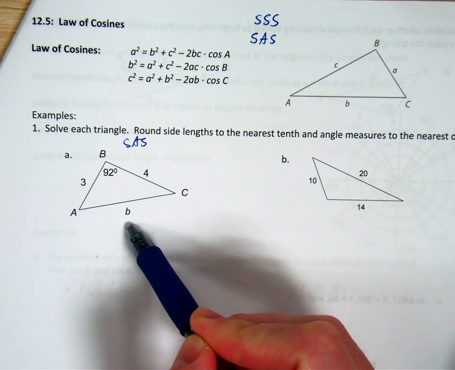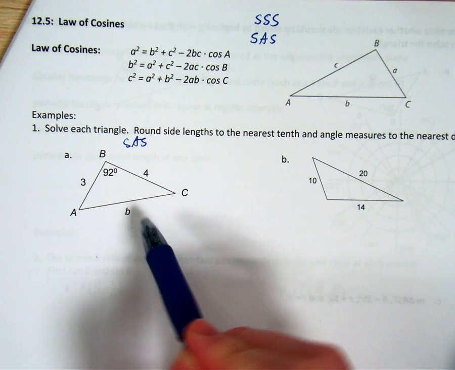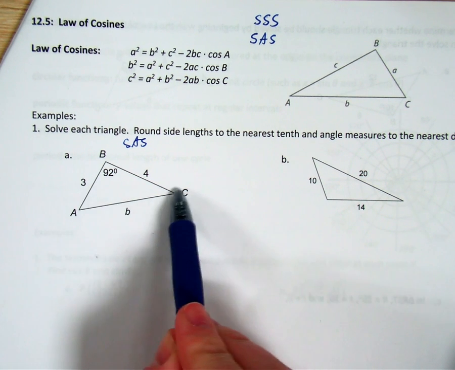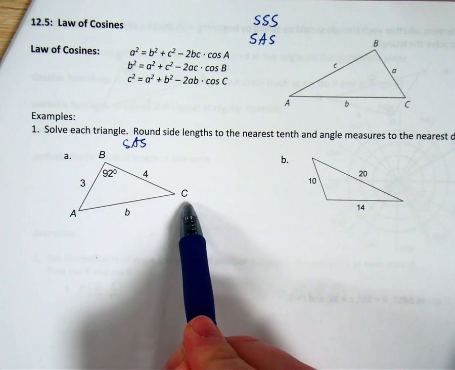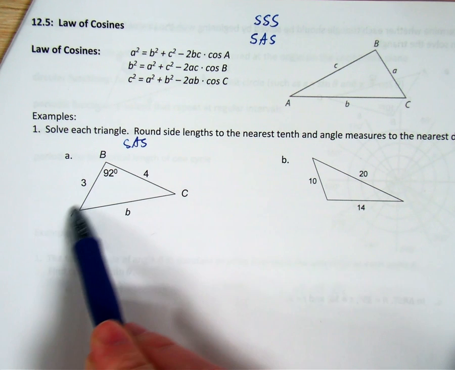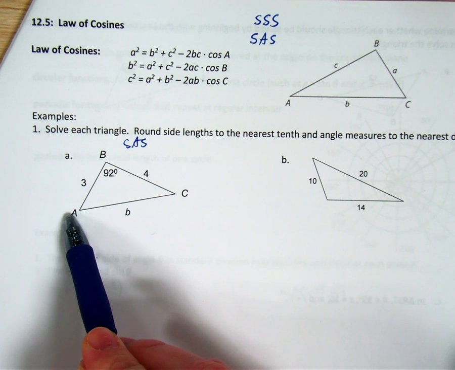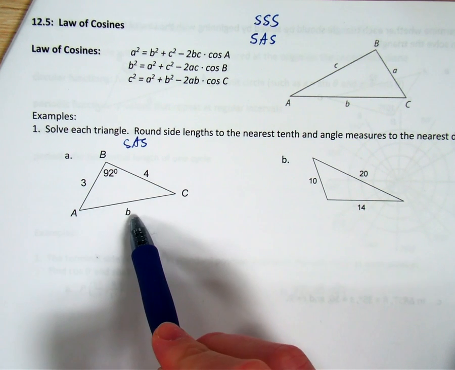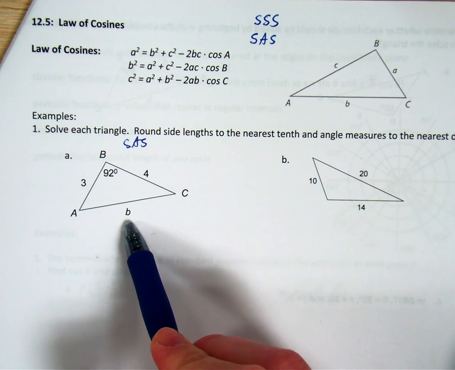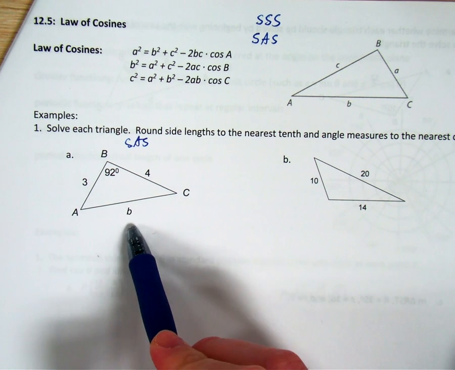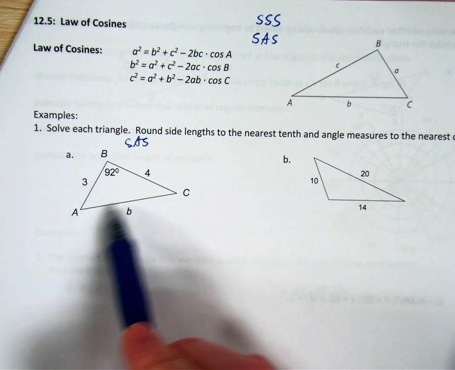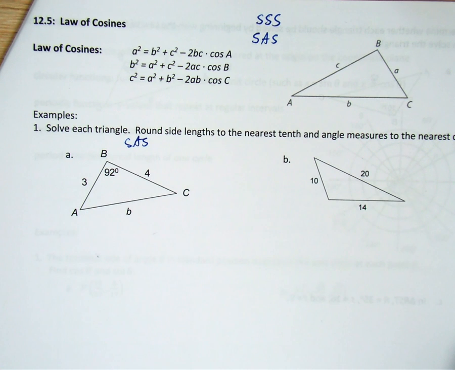And we would have used the law of sines. But I don't have any matching partners. I have this side, but I don't have its angle. I have this side, but I don't have this angle. And then I have this angle, but I don't have its side. So I need to find this side using the law of cosines, and then I'll be set up to do a law of sines problem.